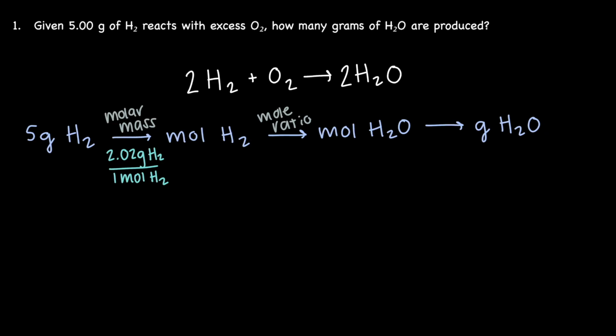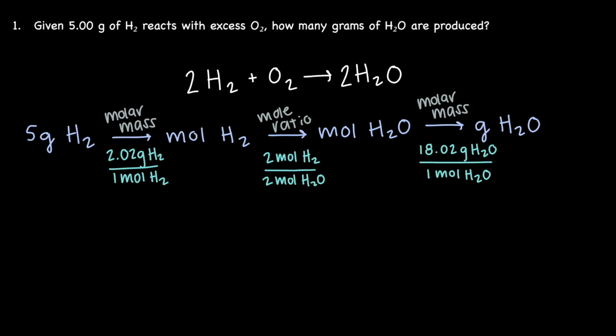To convert from moles of H₂ to moles of H₂O, we will use the coefficients in the balanced chemical equation in front of each. There are 2 H₂s and 2 H₂Os, so the mole-to-mole ratio will be 2 moles of H₂ for every 2 moles of H₂O. From moles of H₂O, we have to convert to grams of H₂O. To do this, we will use the molar mass of H₂O. 2 hydrogens and 1 oxygen will give us a molar mass of 18.02 grams of H₂O for every 1 mole of H₂O. Our unit map is now complete, so we can start canceling out units.